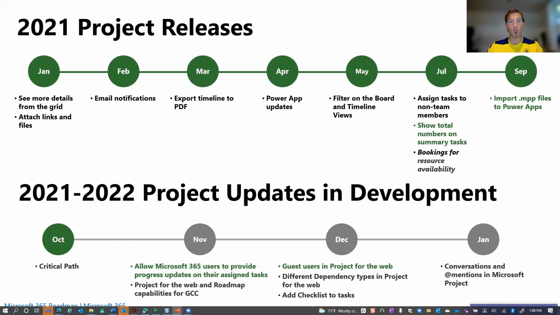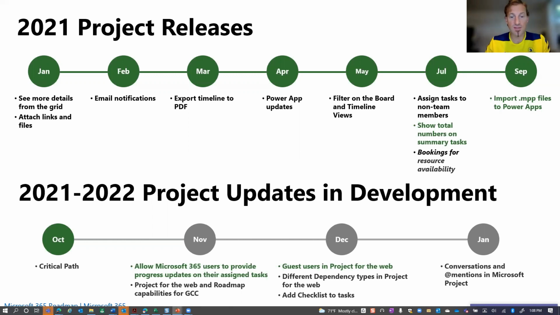But right now it is rolling out, so you should be able to see that. So when you go over into Project for the Web, you'll now be able to see the critical path in the timeline view. So again, once you're in that timeline view, you'll be able to drop down and see critical path as an option that's there.